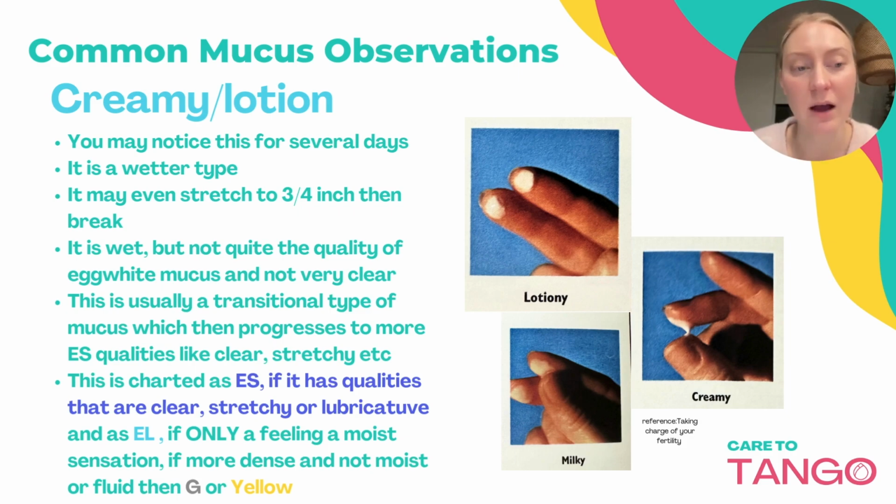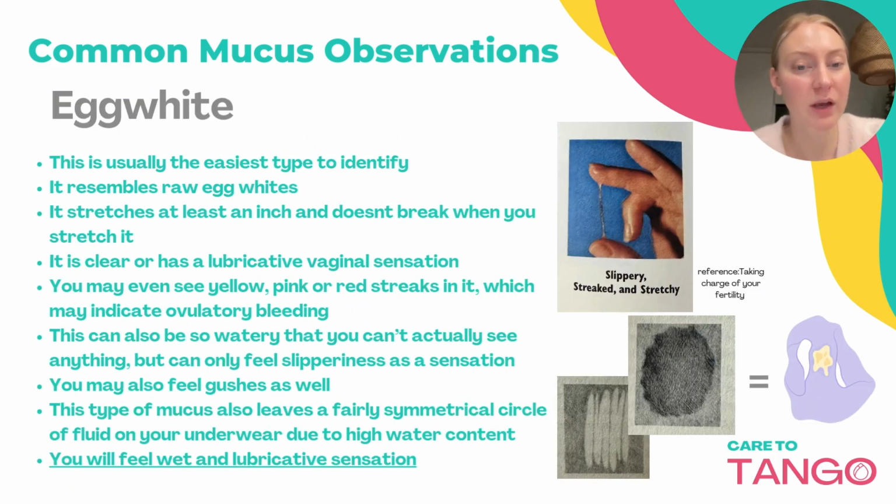So even though it is cloudy, because they're stretchy, it would be ES. Now we can see that egg white mucus. Usually this is the easiest type to identify because it resembles raw egg whites, and you've probably heard of this one before. So it stretches at least an inch and it doesn't break when you stretch it. It is clear or has a lubricative vaginal sensation.